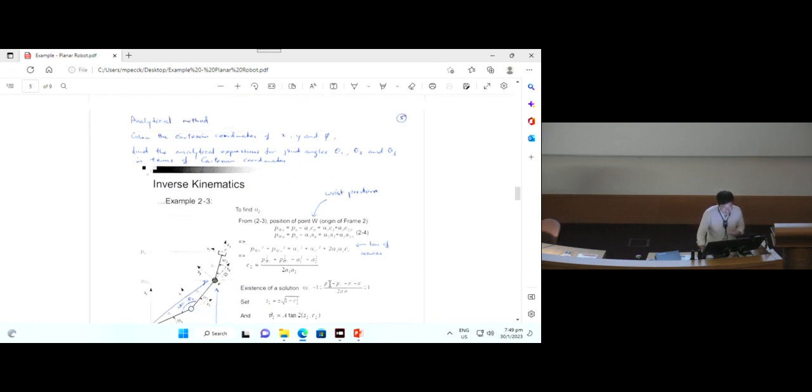Once you are given the Cartesian coordinates x, y, and phi, you have to find the analytical expression of the joint angles theta 1, theta 2, and theta 3. Same thing, you are going to solve them one at a time.